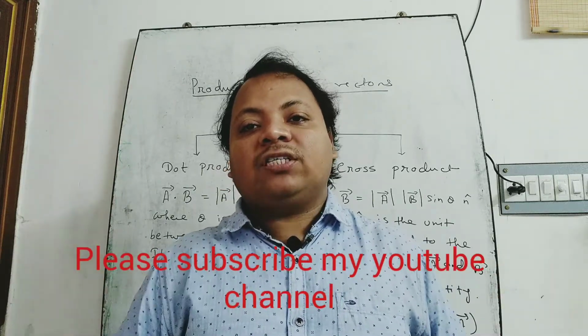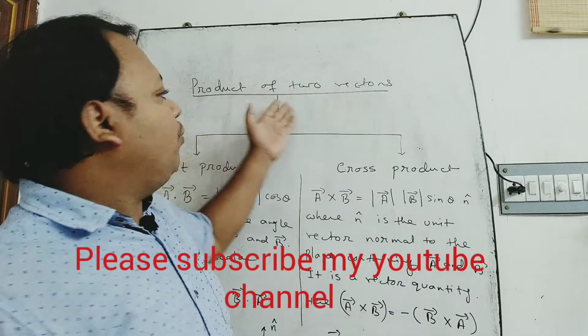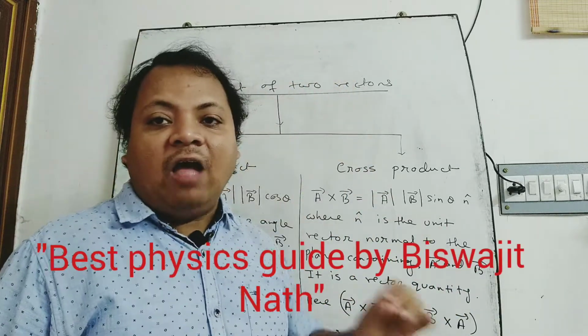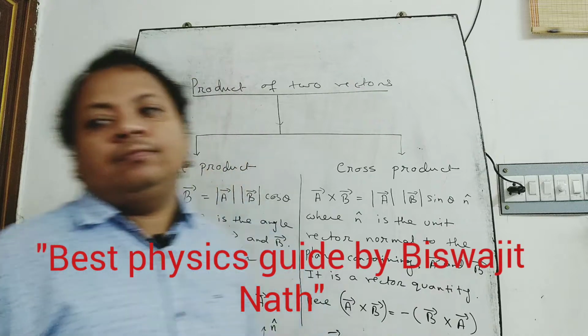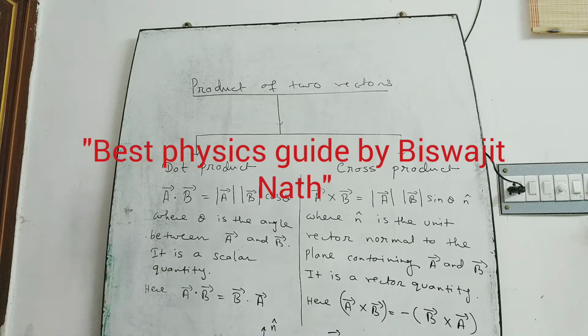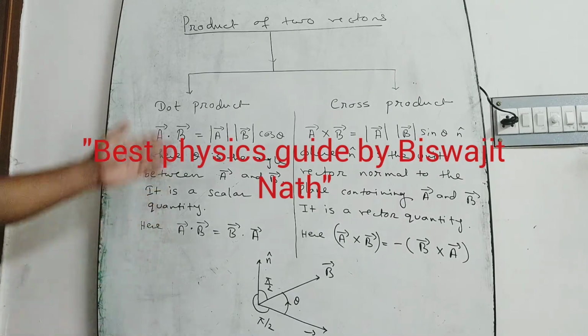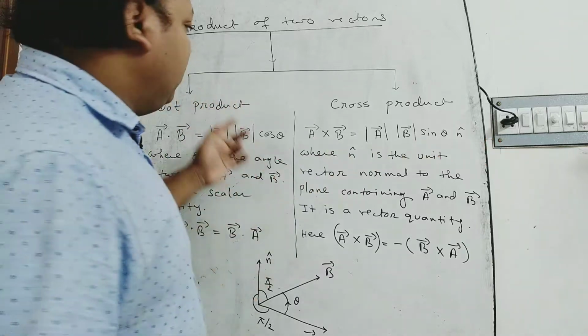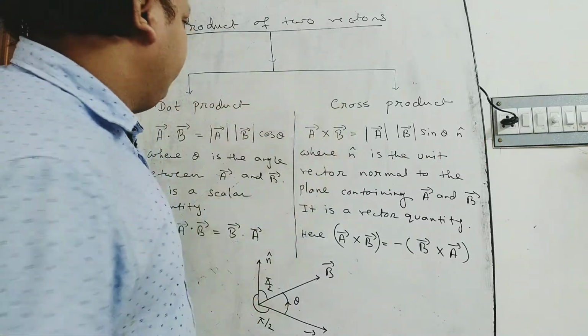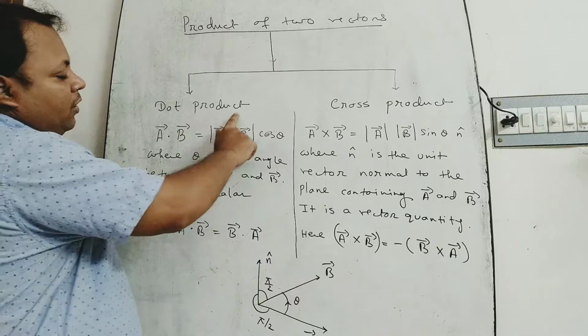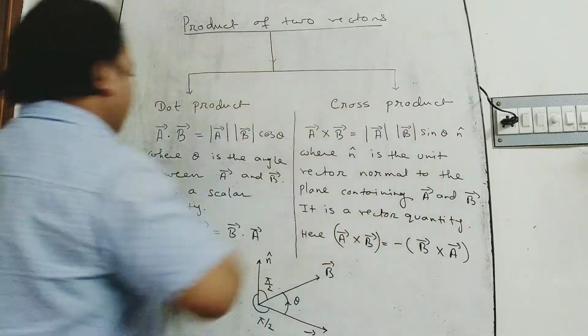Today I am going to discuss the product of two vectors and the product among three vectors. The product between two vectors is of two types. One is the dot product and the other is the cross product.